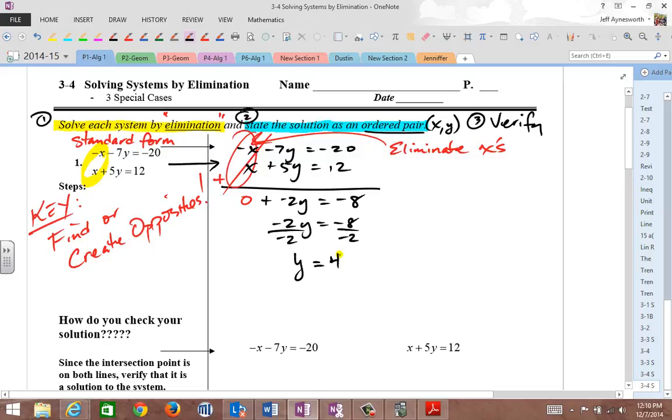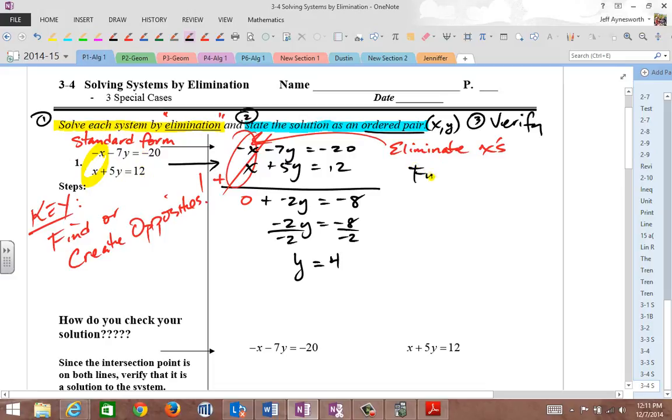Now, in any system, the solution is an ordered pair. You have to solve for both variables, x and y. And so once you find the one variable, you've got to find the other one. And you do that by substitution. So you pick one of the equations here, and typically you can pick either one. However, pick the one that's easiest to deal with, preferably without all the negatives. And in looking at it, it's got to be equation number 2.